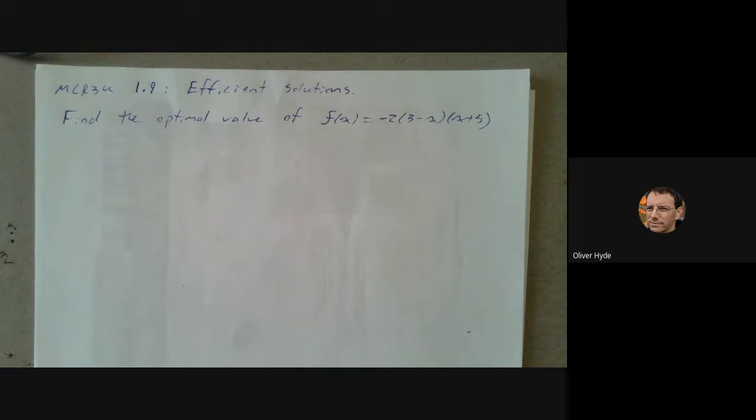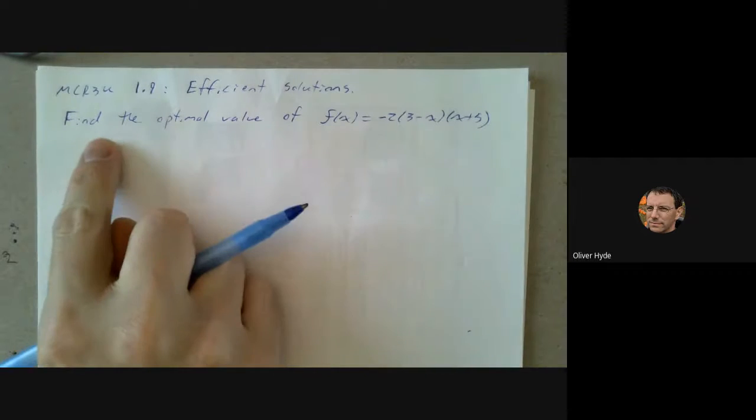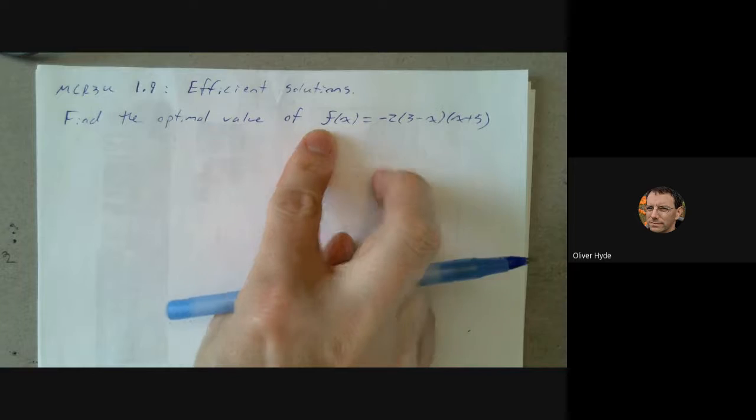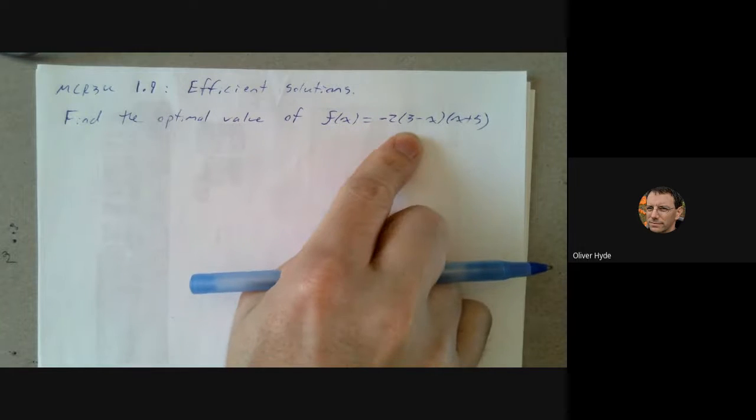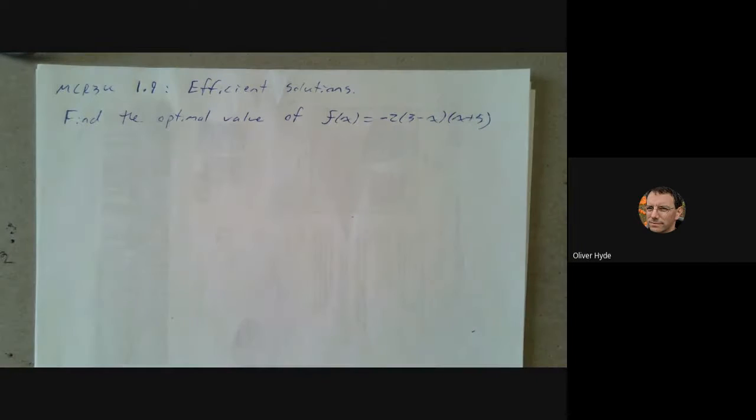Hello, Riles. Let's take a look at some options that we have when working with quadratics and see if we can find opportunities to use some of our new skills. So imagine a question says, find the optimal value of this quadratic, f of x equals -2 times (3 minus x) times (x plus 5). So we have a lot of different options for how to do this.